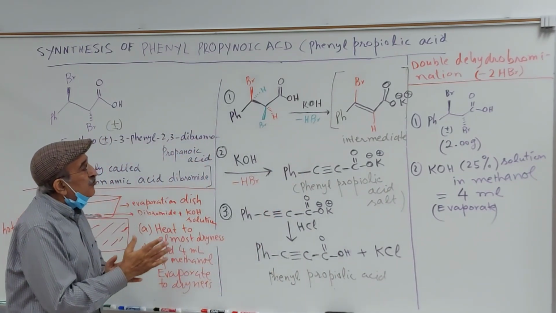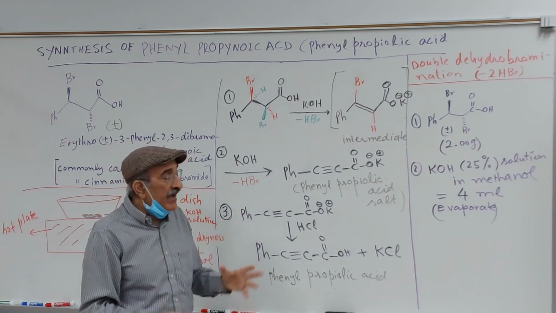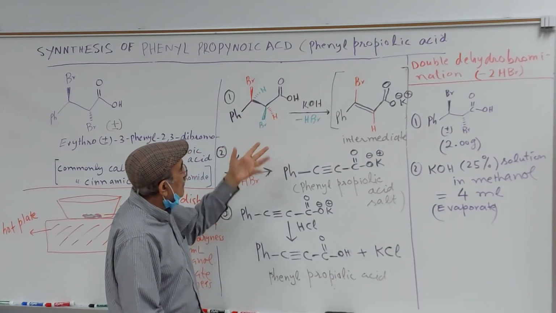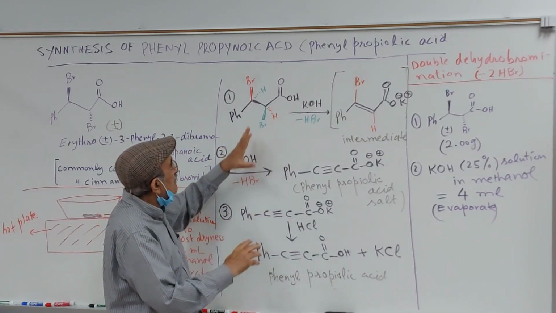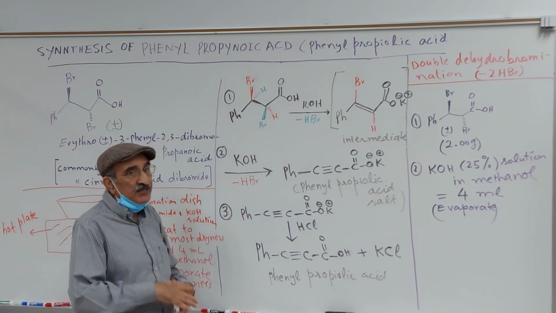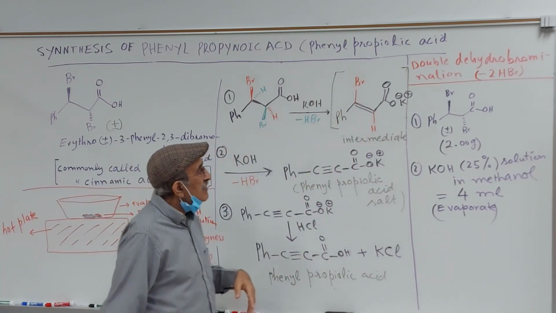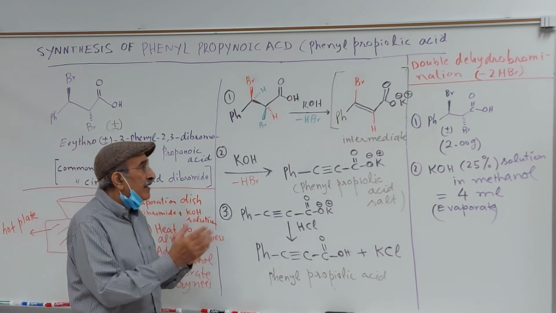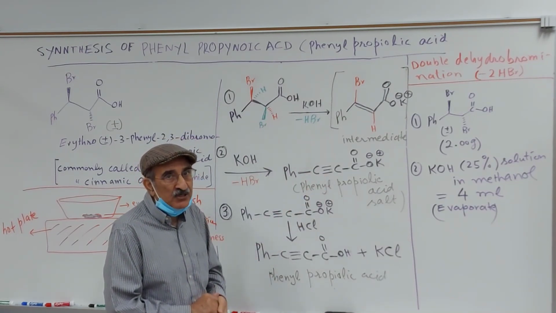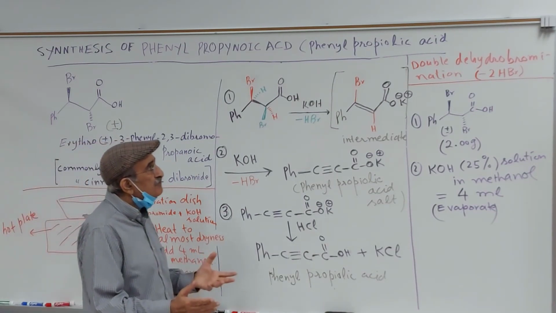One thing that I want to point out to you is that this is an anti-elimination reaction. Anti fashion means hydrogen and bromine should be on opposite sides. So you have to make it in a conformation in which the hydrogen and bromine are in the opposite direction. Okay? Anti fashion. Anyway, at the end of the reaction, you will be getting from single to triple bond after elimination of 2 hydrogen bromide molecules. So how do you basically do this reaction?